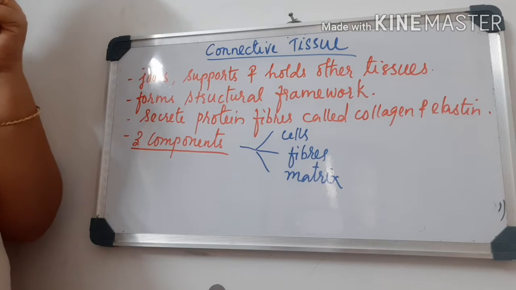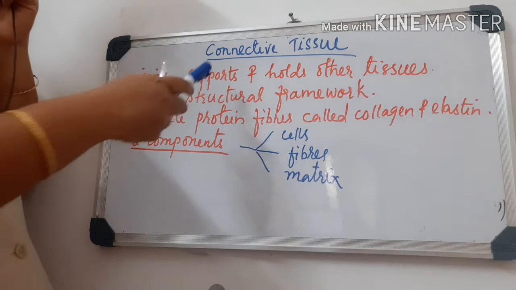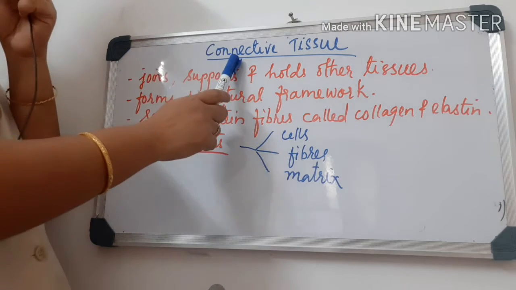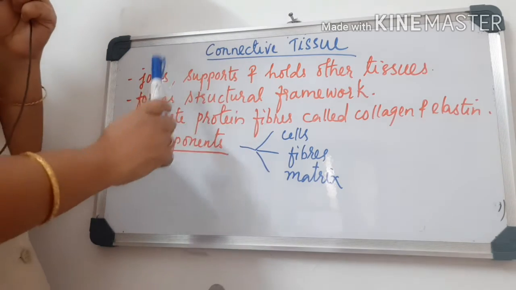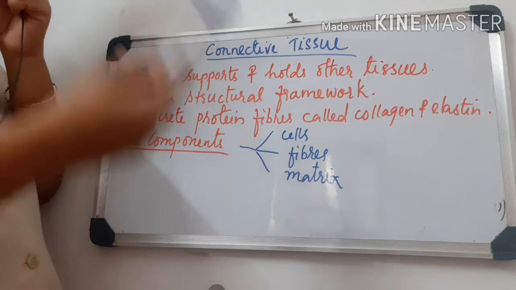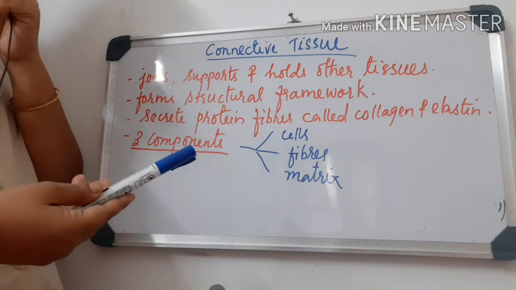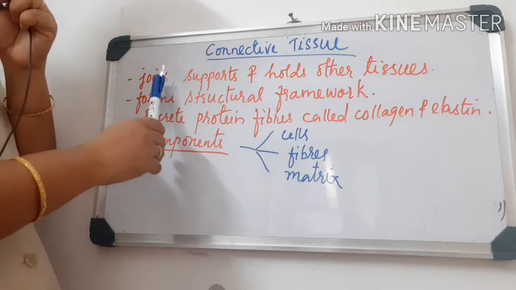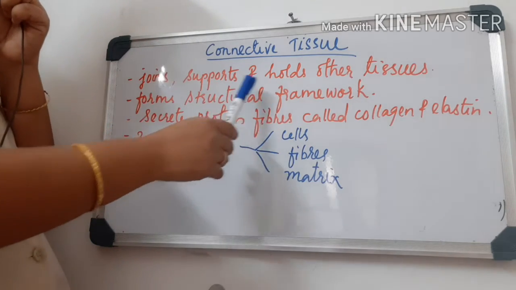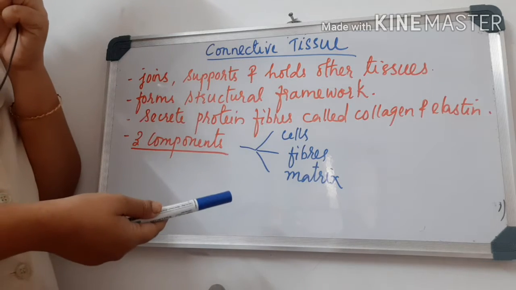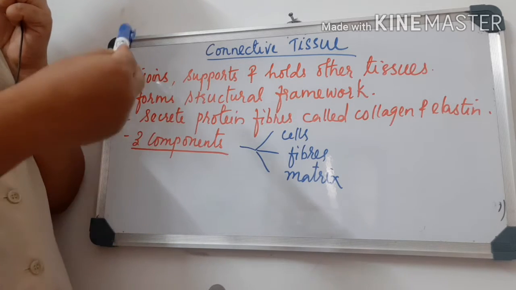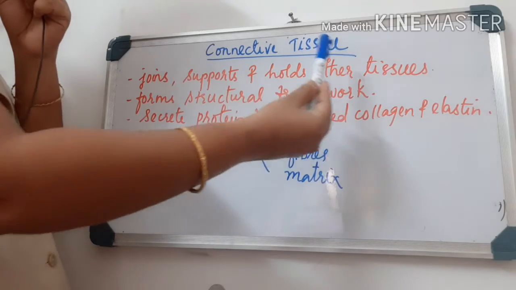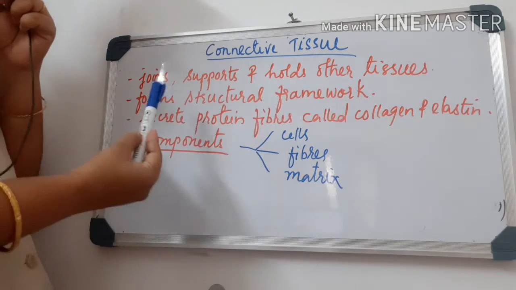Dear students, in this class, we are going to discuss the second type of animal tissues, which is known as the connective tissue. So, first of all, let us introduce what the connective tissue is. Connective tissue is a tissue that is joining, supporting, and holding other tissues. That is how the word connective came. So, it is actually joining, supporting, and holding other tissues together.